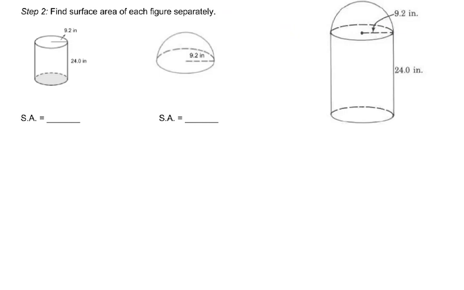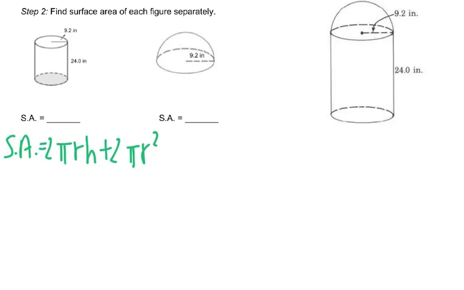Once we have decided what we're working with, we want to find the surface area of each figure separately, which is what we did in the previous part 11. So we're going to just use our formulas that we have. For the surface area of a cylinder, the formula is surface area equals 2 pi r h plus 2 pi r squared.